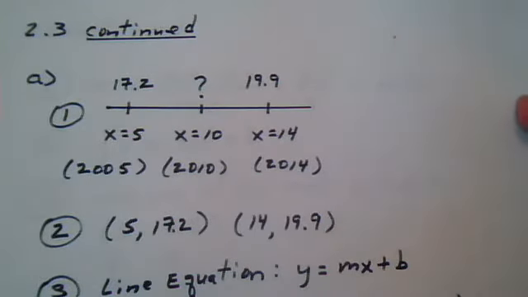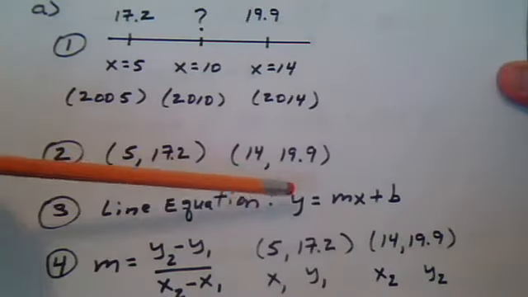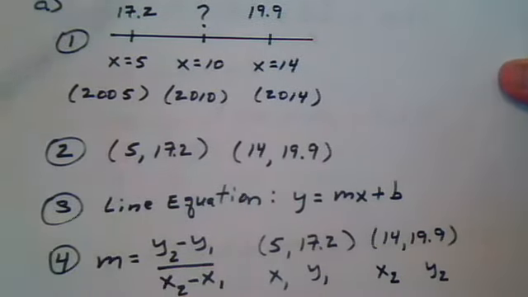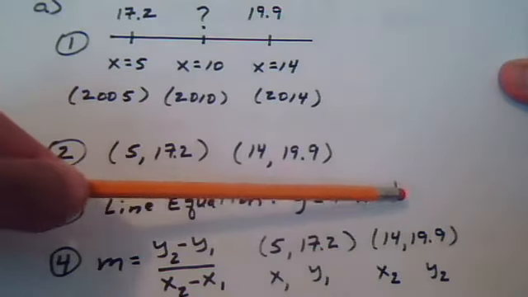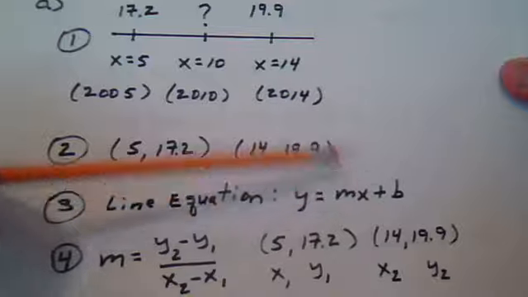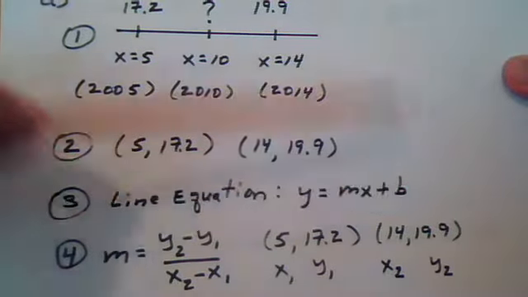Now we need to come up with the equation of a line. The equation of a line is y equals mx plus b. To write this line, we need an m and a b. So we need to find the slope. And notice we have a formula for the slope. And then we find the b.